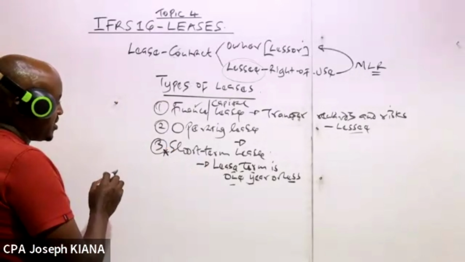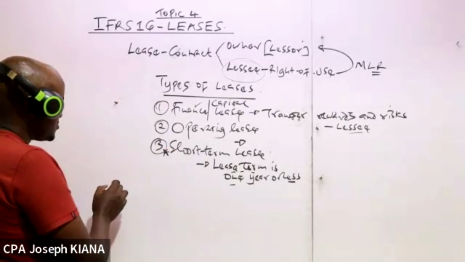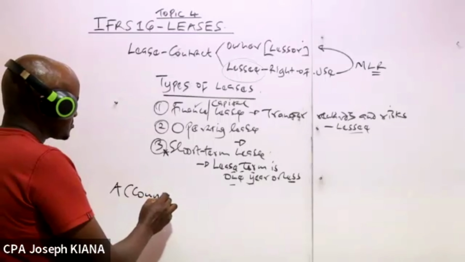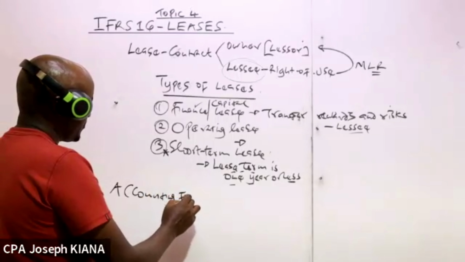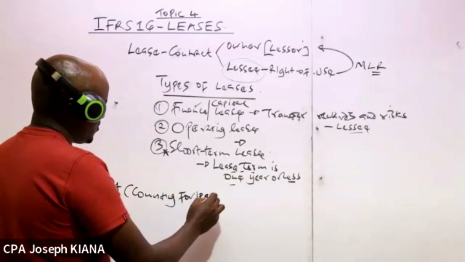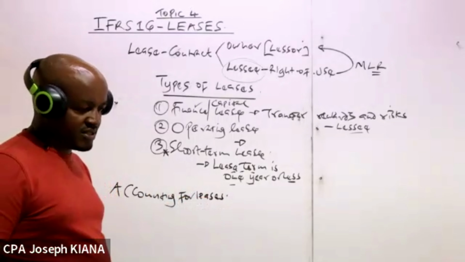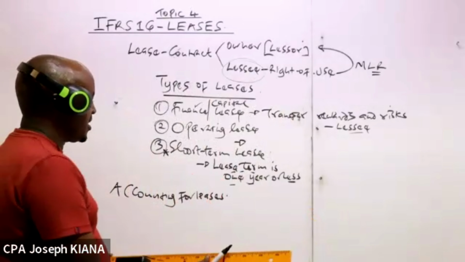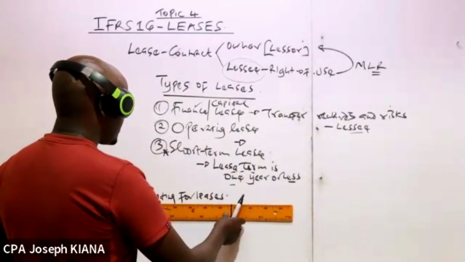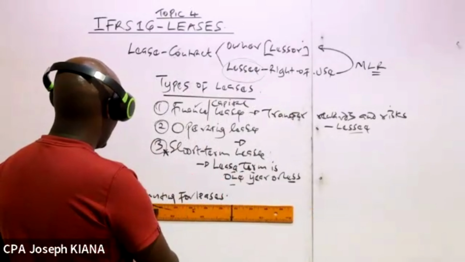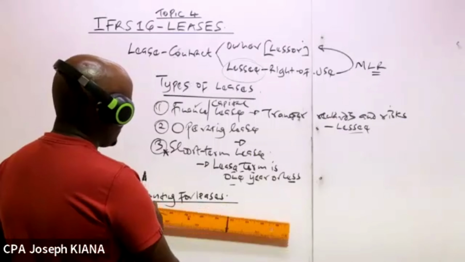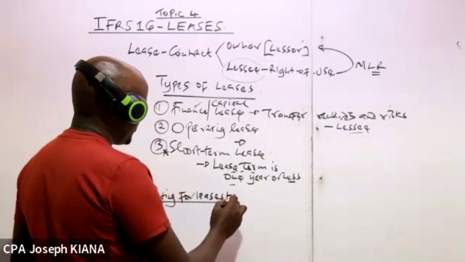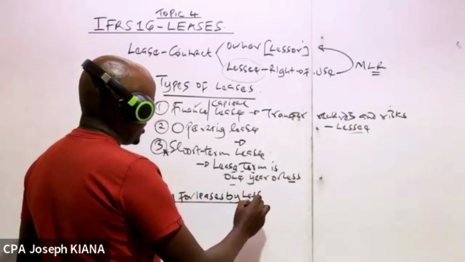Then from there, we proceed and look on how the leases are accounted for. Accounting for leases. And in this case, we're going to look on how the leases are accounted for, basically by the two parties here. And actually, we start by looking on how the leases are accounted for by the lessee.